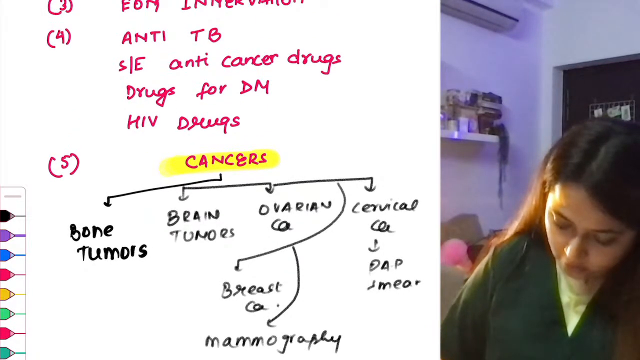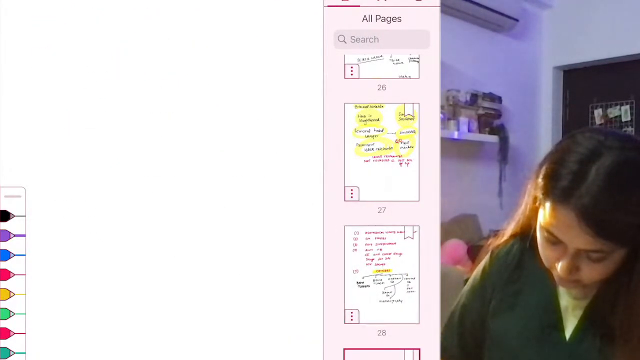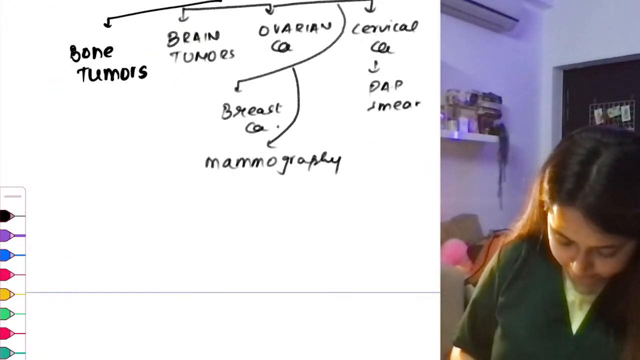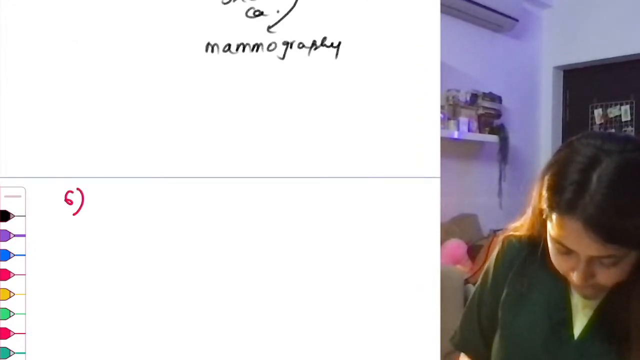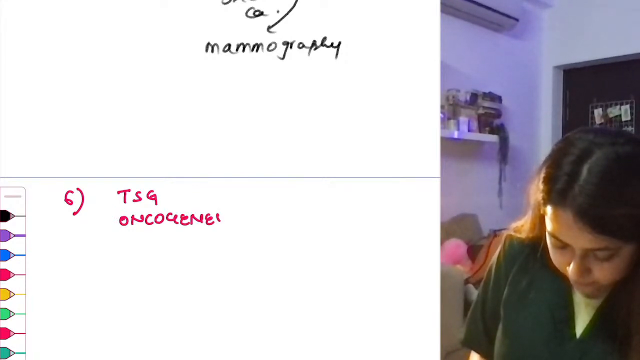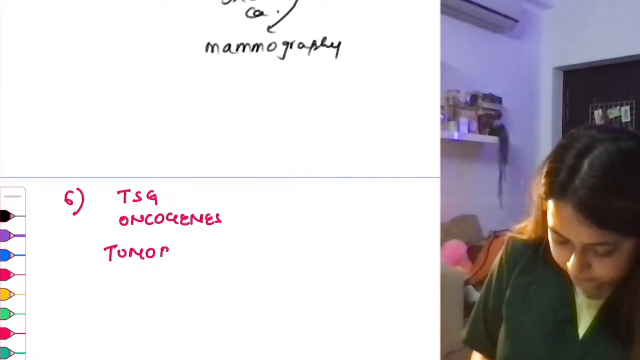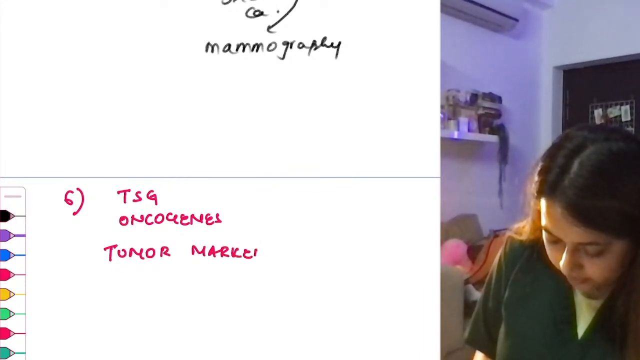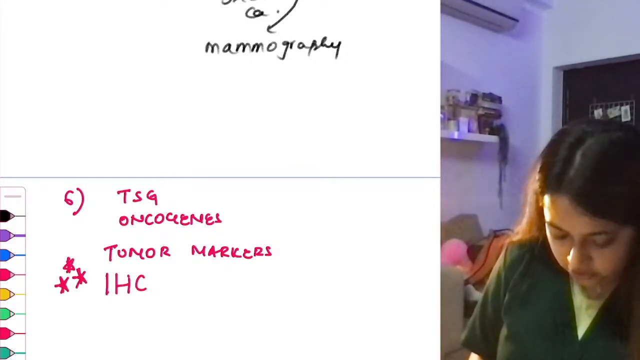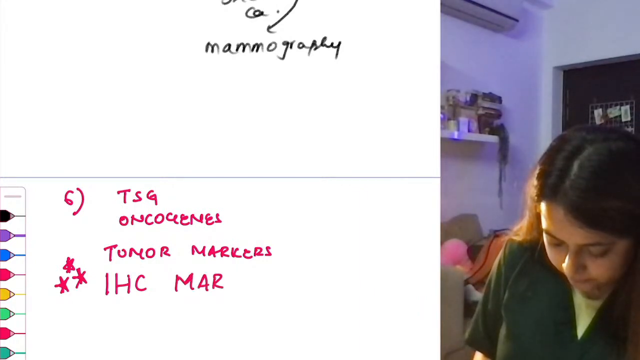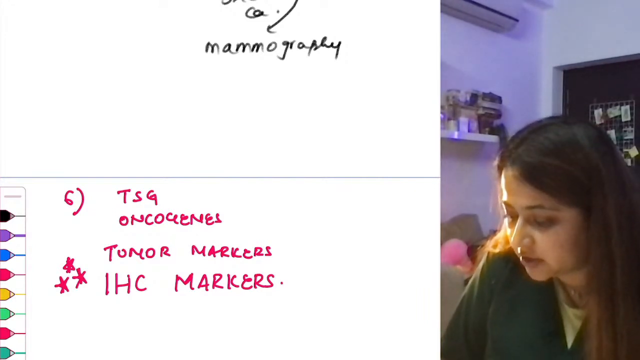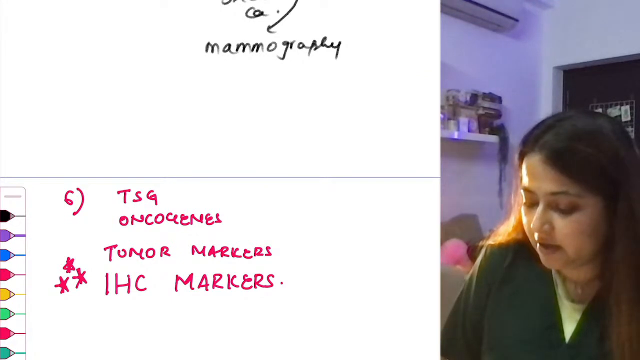Then talking about other high yield topics, I've just given the examples there, guys. All the cancers are very important. Sixth, tumor suppressor genes, oncogenes, their names, and the tumor markers. IHC markers are very, very high yield. I have already taught you this in one of the lectures. IHC markers. CD1a and S100 are the IHC markers for which condition?